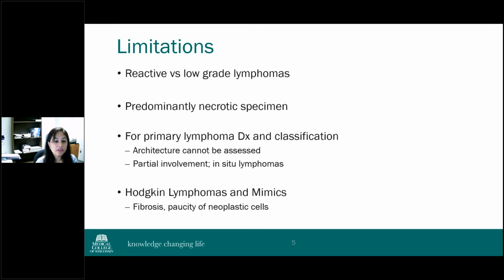Another limitation are the Hodgkin lymphomas and the Hodgkin-like lymphomas or its mimics, in which usually the lymph node can be fibrotic, so it might be difficult to actually aspirate it. There the neoplastic cells can be scanty, or the sample can be paucicellular. So in that case also it will be difficult to get a good sample or to do the immunostains to determine what is going on. And many of these Hodgkin and Hodgkin-like conditions actually need an architectural assessment. So these are some of the limitations that we can encounter.